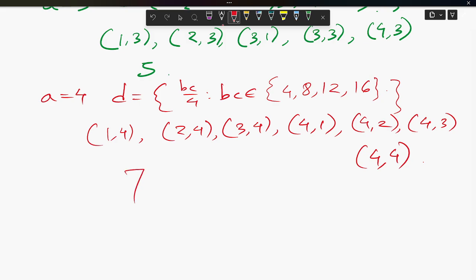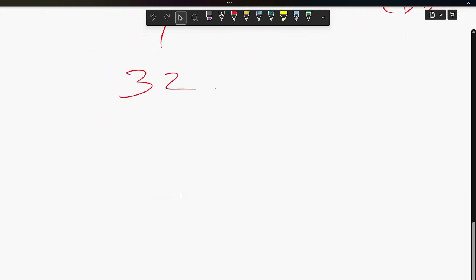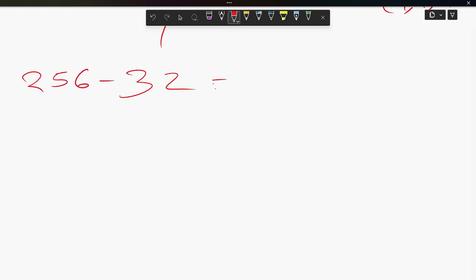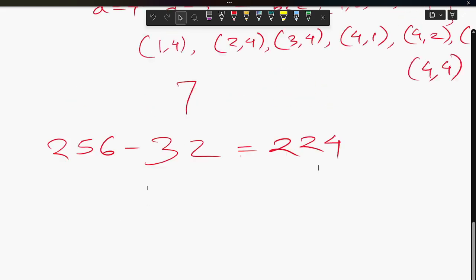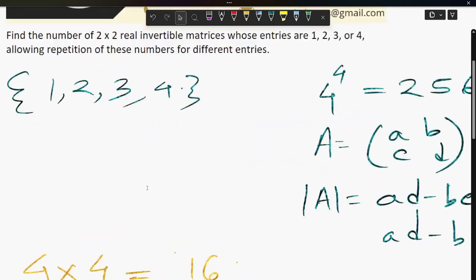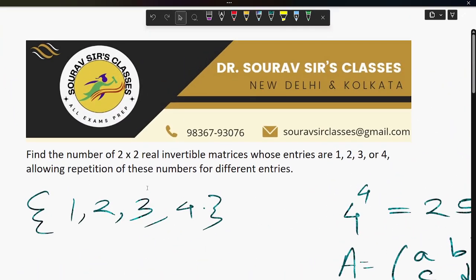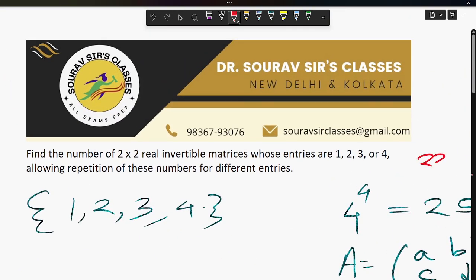So the total number of cases will be 8 plus 12 plus 5 plus 7, that is equal to 32 cases total. So 32 cases of singularity. Okay. So the number of invertible matrices will be the number of total matrices minus the number of singular matrices, that will be equal to 224. So the correct answer of this given question is 224.